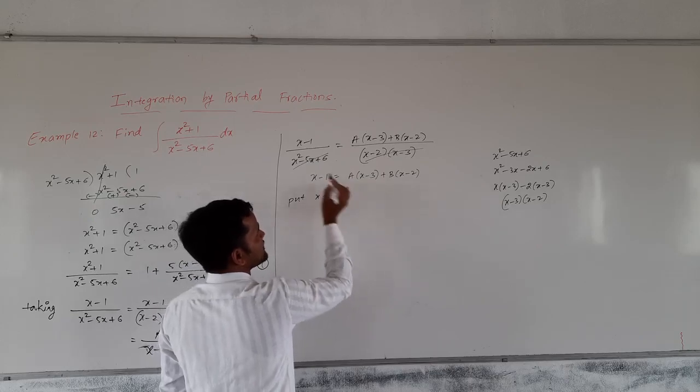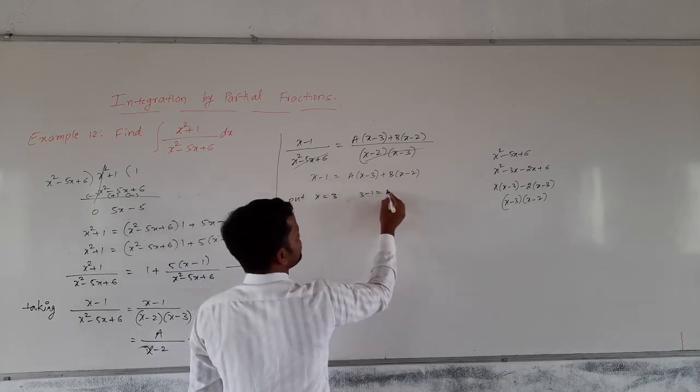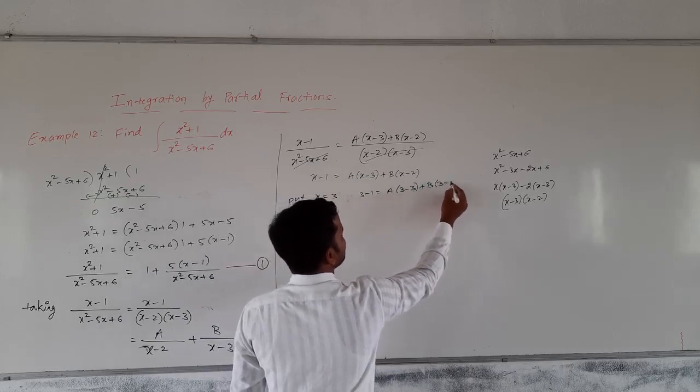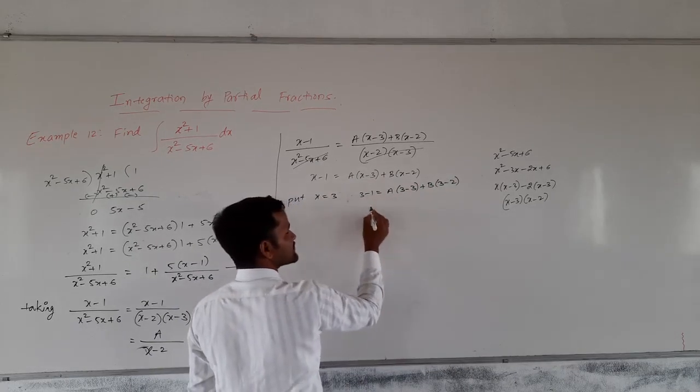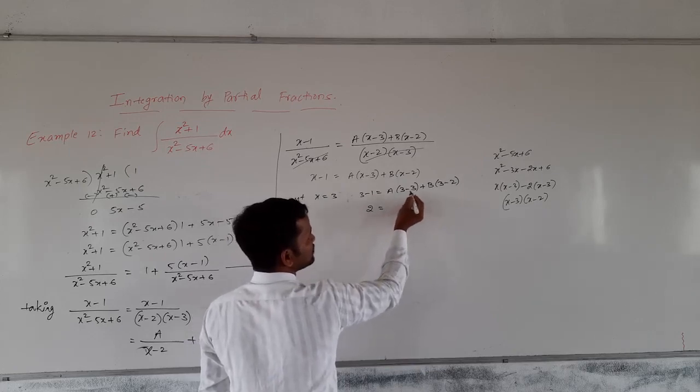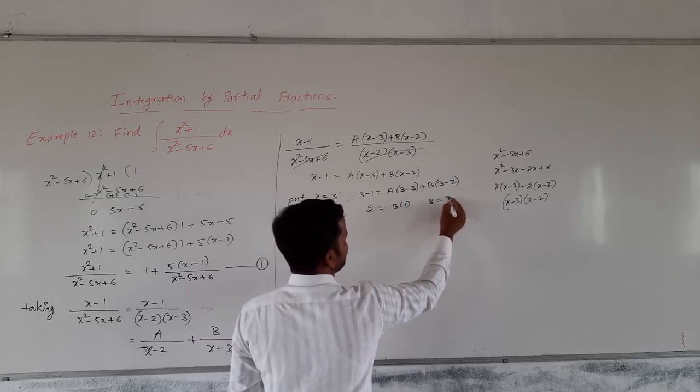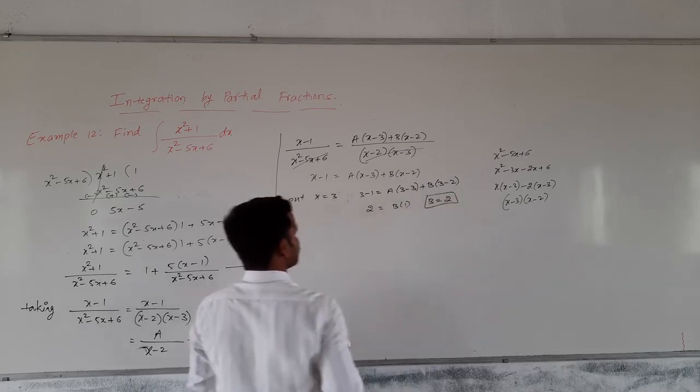Putting x is equal to 3, we have 3 minus 1 is equal to a into 3 minus 3 plus b into 3 minus 2. 3 minus 1 is 2, which is equal to a into 0, b into 1. Then we got the value of b as 2.